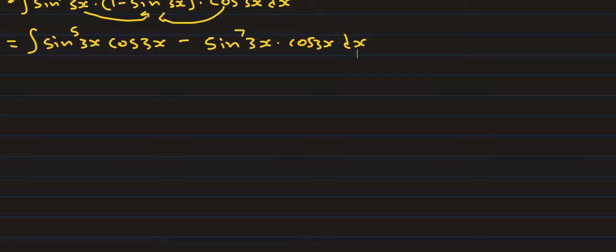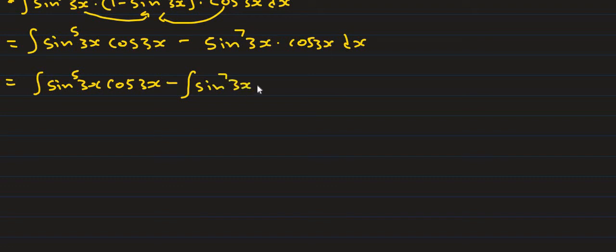Then the integral of sine to the power 5 of 3x times cos 3x, minus the integral of sine to the power 7 of 3x multiplied by cos 3x dx.